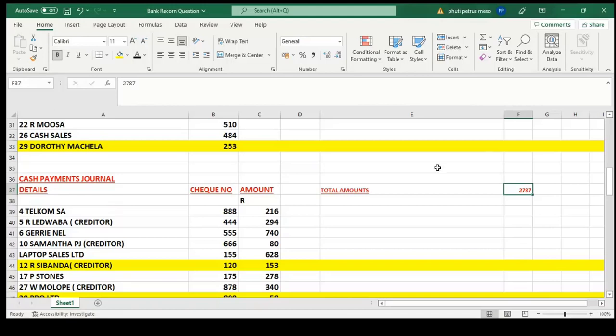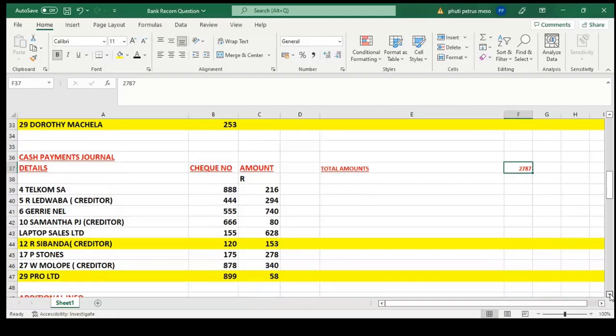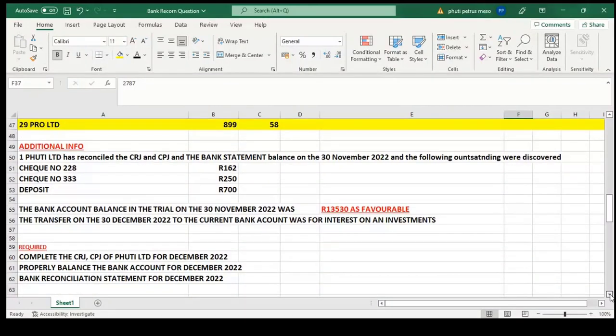I don't know. Do we enter these amounts into the CRJ yet? The missing amounts? Yes, if it does miss, according to your understanding, then obviously we have to make that kind of an adjustment.